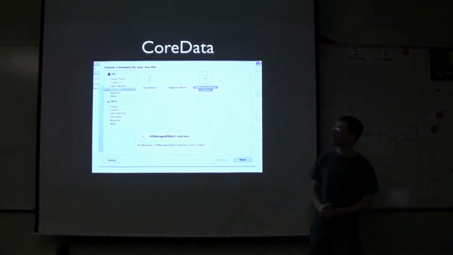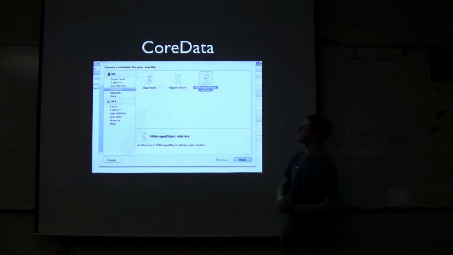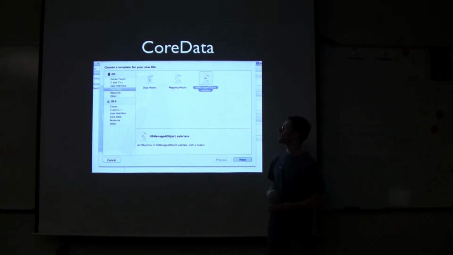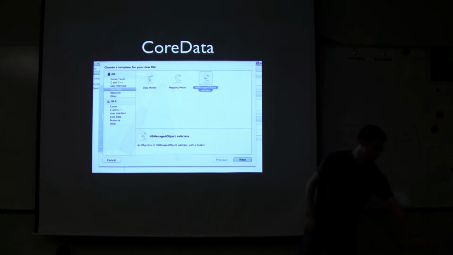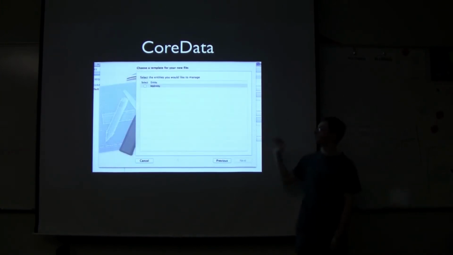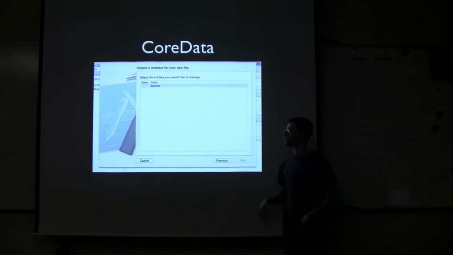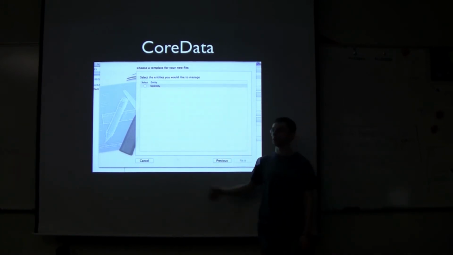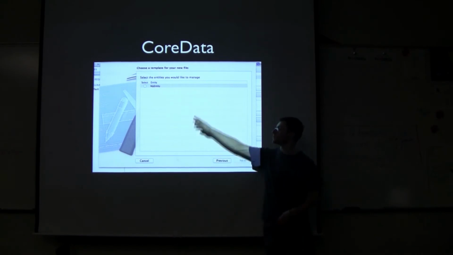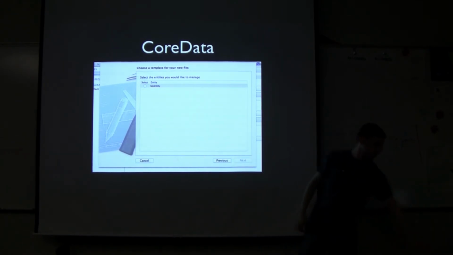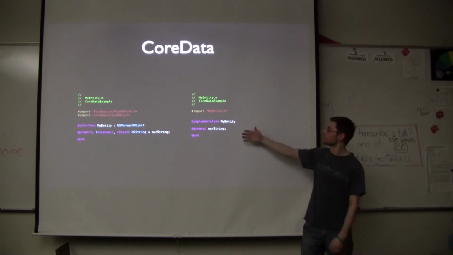If you go and add a new file to your project, and you go to CoreData, and make an NSManagedObject subclass, you get this nice thing where you can check what models you want to make or update. So if you change your database or added new attributes to an entity, you just do the same thing. You create a new file, and it doesn't overwrite the old file, it just updates it with your new attributes. So you just hit select and hit next, and it gives you your model objects.